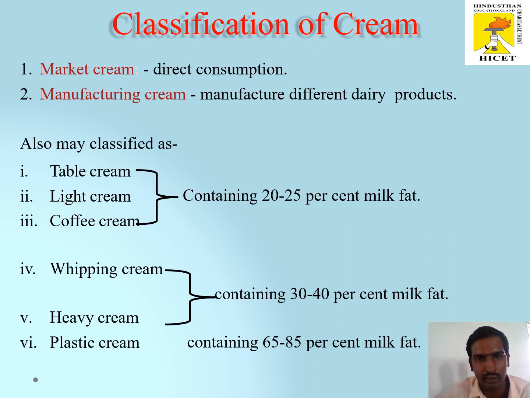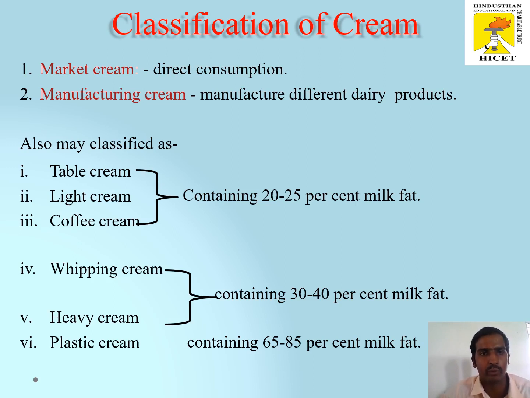So, the classification of cream. Based on the percentage of milk fat present in the cream, we can classify the cream. Market cream is directly obtained from the dairy or milk processing. After processing the milk, we can obtain the cream directly. That is called market cream and we can consume it directly. And manufacturing cream is the cream obtained from other dairy related products. For example, the cream which can be used for the preparation of butter, cheese or any other substance which has more application of cream. That is called manufactured cream.